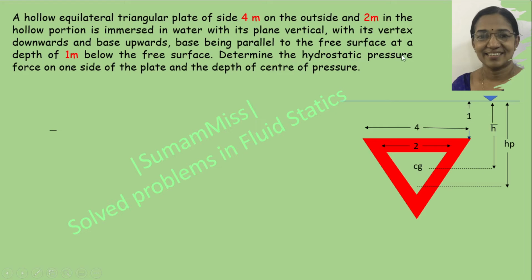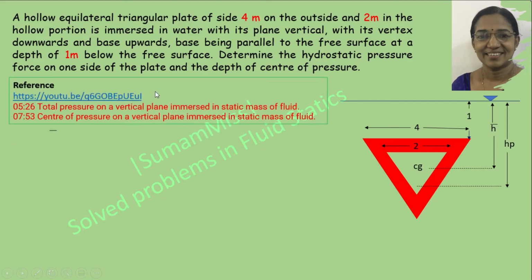So we have to determine the hydrostatic pressure force on one side of the plate and the depth of center of pressure. H bar is the combined center of gravity of this hollow equilateral triangular plate, and hP represents the center of pressure. The theoretical details of the calculation of total hydrostatic pressure and depth of center of pressure are given in this video, so you can refer to it. The expression for the total hydrostatic pressure is equal to rho g into A into h bar. Rho g is the specific weight of water, A is the triangular area, and h bar is the distance of the center of gravity with respect to the free water surface.